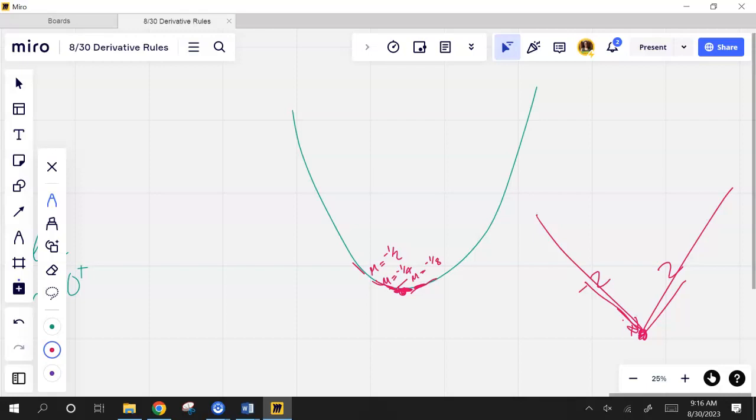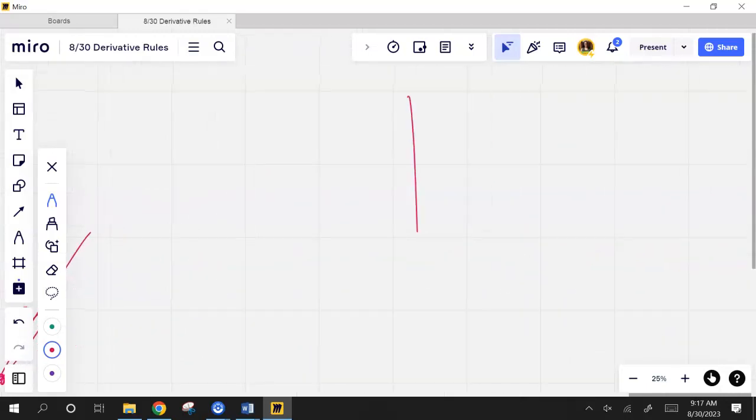What else? Yes. 7. 7 looks like this, or something similar.